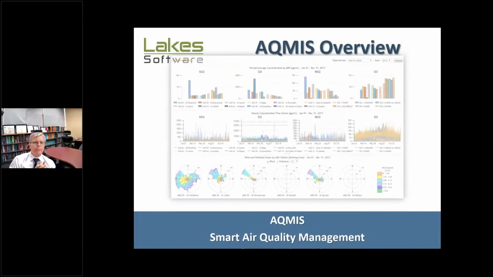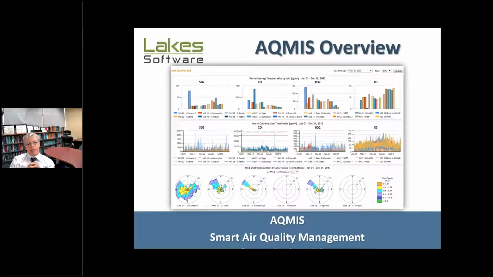This is an example of the dashboards. So at any moment, a regulator or an operator can know what the concentration is or what it will be. The red line indicates that at this moment there will be an exceedance. Concentration will be above the regulatory limit. So we can do that.